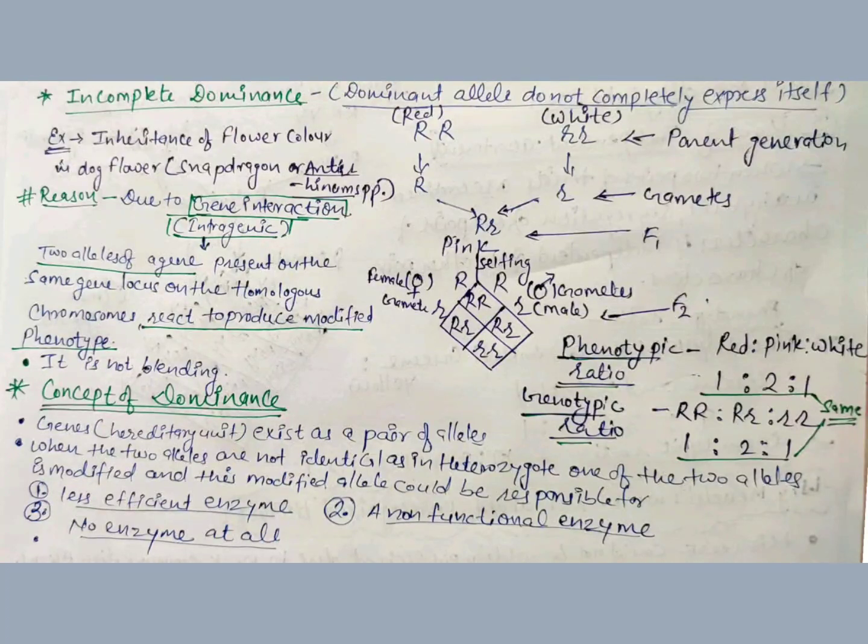But what is the concept behind this dominance? Let's see. Genes, which are the hereditary unit, exist as a pair of alleles, and when the two alleles are not identical, like capital T, small t, or capital R, small r, as in heterozygote condition, one of the two alleles is modified, and this modified allele could be responsible for number 1, formation of a less efficient enzyme, number 2, a non-functional enzyme, number 3, no enzyme at all.